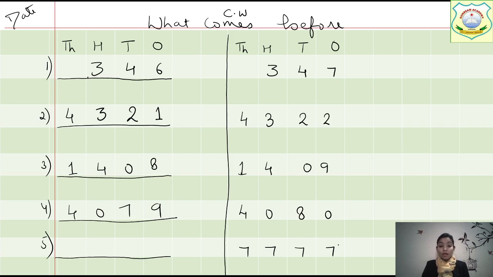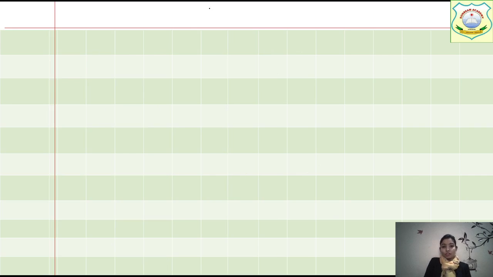7777. So now अब इसके पहले क्या आएगा, ones place पे 7 है, so 7 के पहले क्या आता है, 6. So it will be 7776. So this is your classwork of before. This you have to write down, and after that you have to do the homework also, right? So I'm giving you the homework. Your homework is what comes before. You will write in the same way, what comes before, and draw the line.